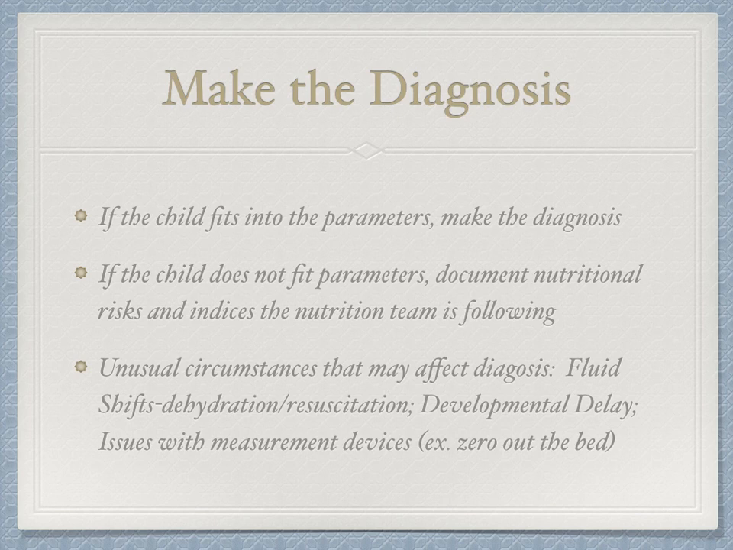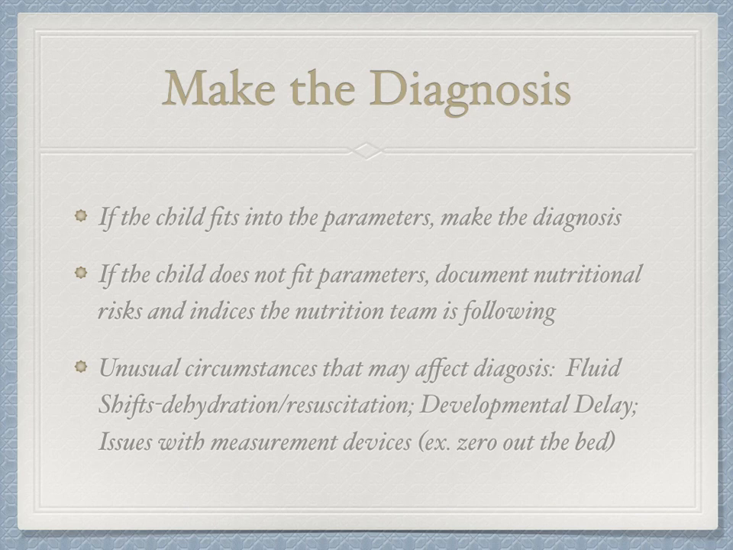There are some unusual circumstances that may affect a malnutrition diagnosis. Something like fluid shifts, which is probably the most common seen, where you have someone that's admitted severely dehydrated or they've been fluid resuscitated and gain an enormous amount of weight in a short period of time. So you really have to take a look at the fluid status and make sure that the weights you are using are relatively accurate. Another thing that is more commonly seen in children than adults is developmental delay.